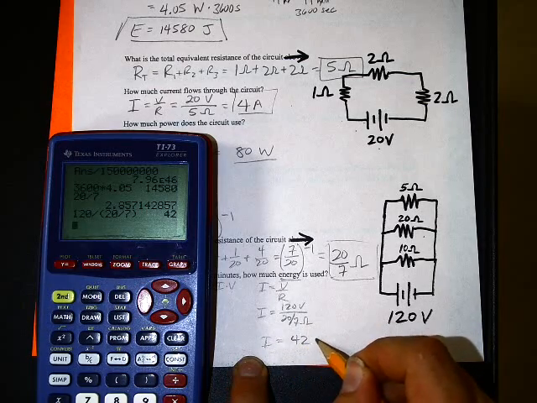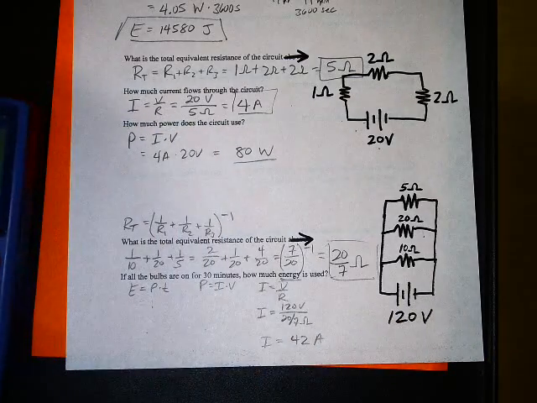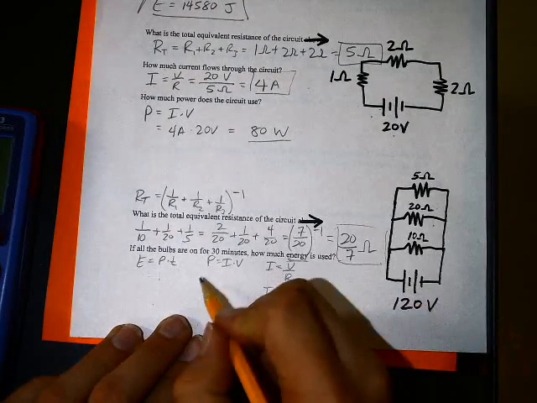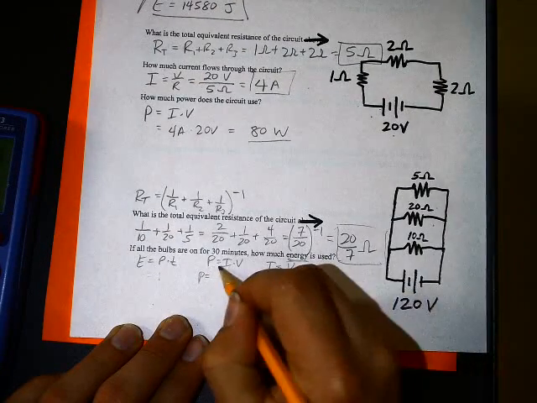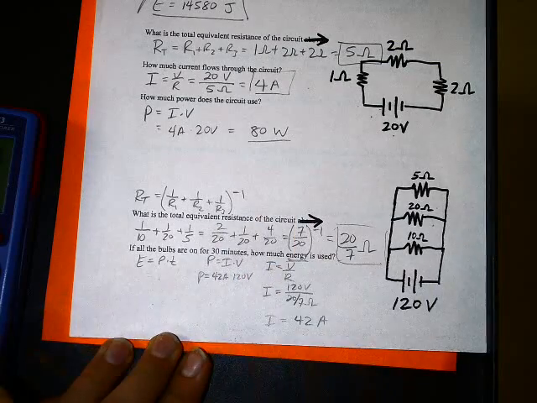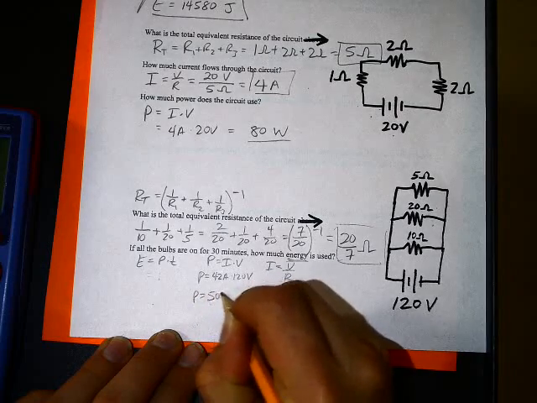So 42 amps of current, which is actually quite a bit of amps. That's going to be drawing lots of juice there. So now our power, we know we have 42 amps and 120 volts. So that comes out to 5,040 watts.